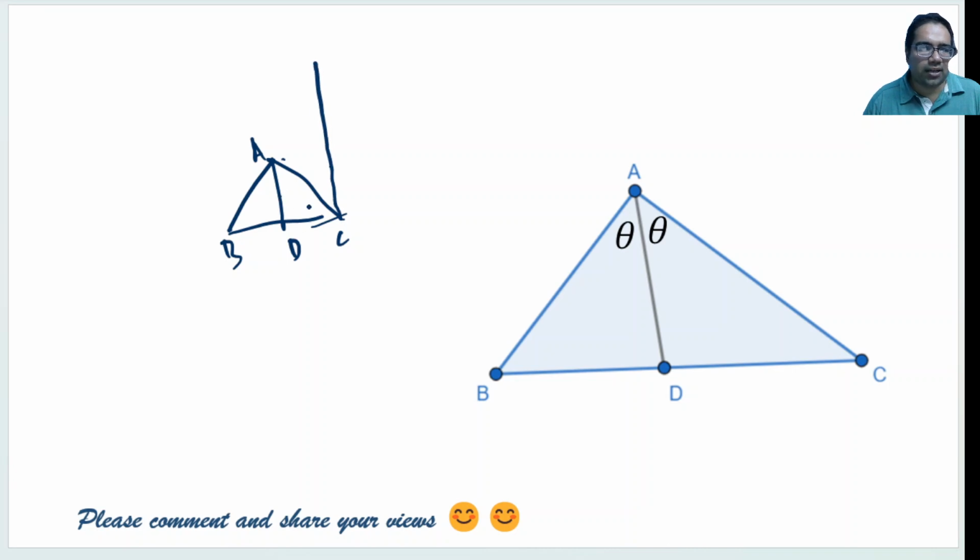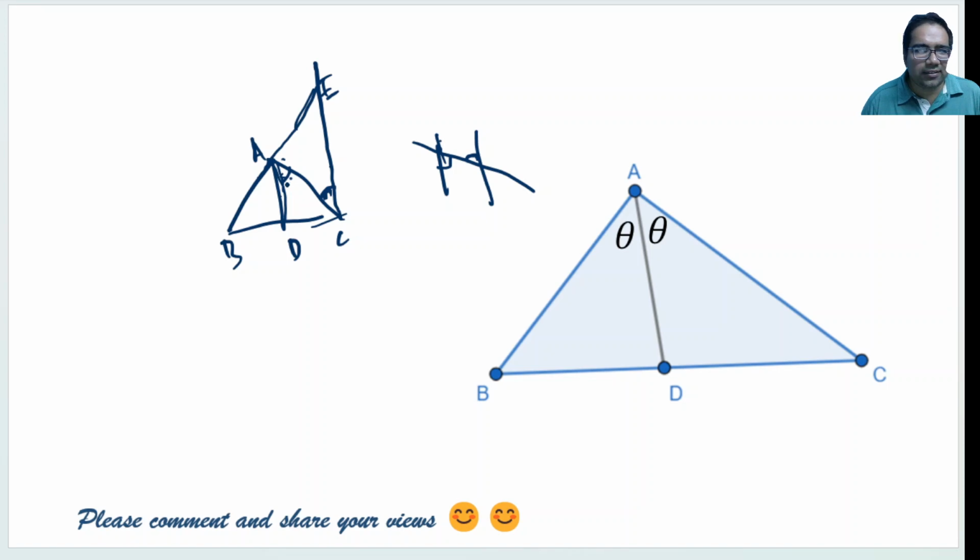This line and this line are parallel. Now let's extend the line BA and connect it at some point, let's say point E. Now these two lines, AD and CE, are parallel, and there is a transversal. What is this transversal? AC is a transversal. So obviously this angle equals this angle, because these two lines are parallel.